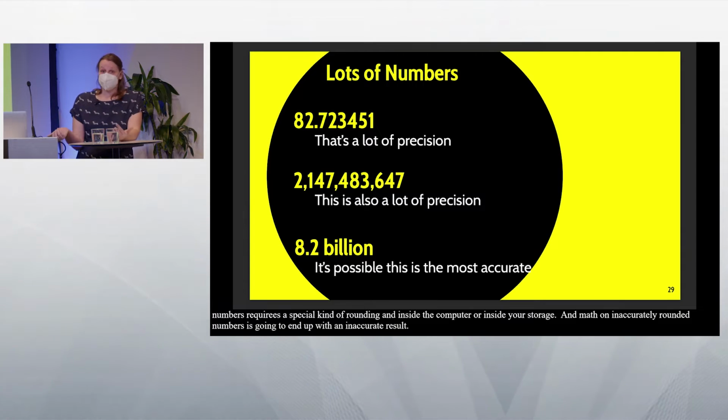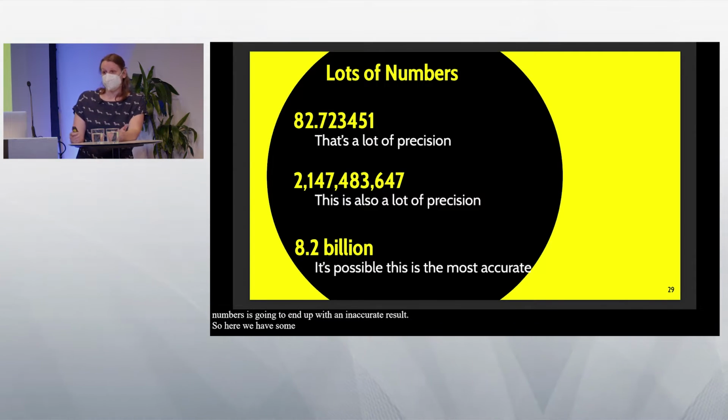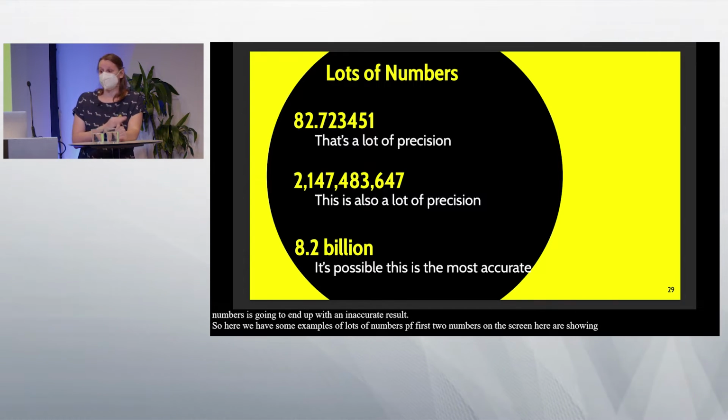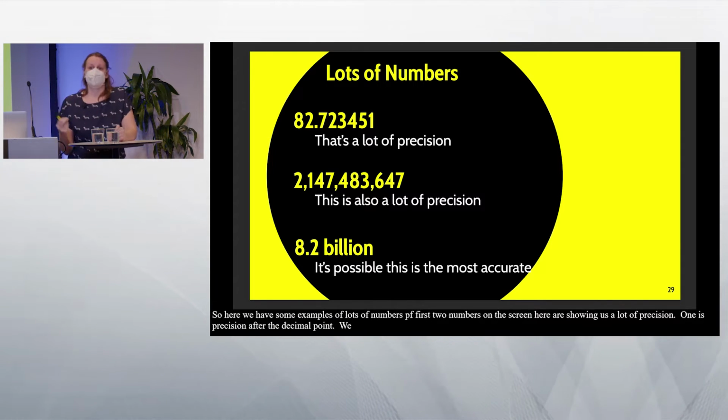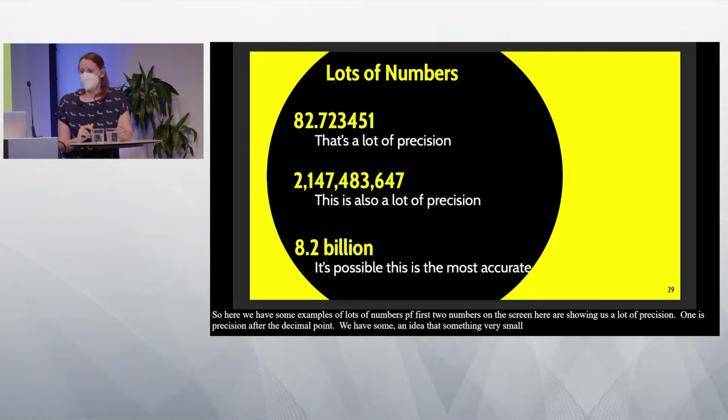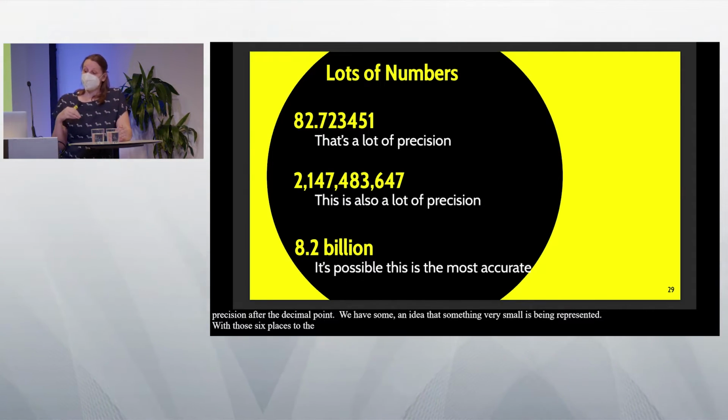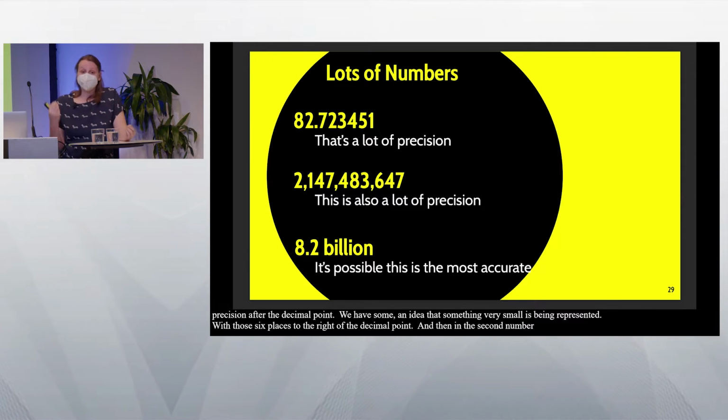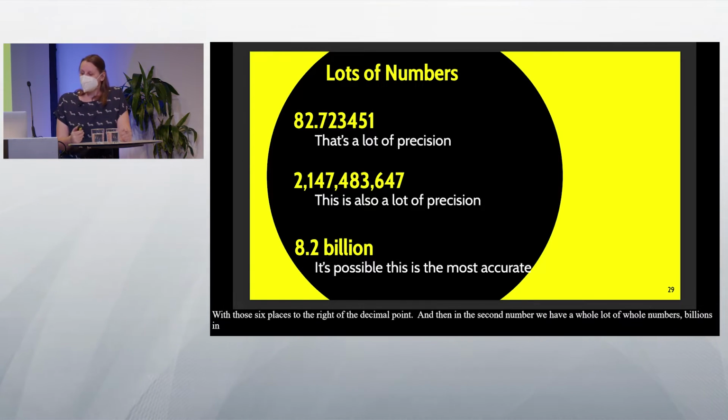So here we have some examples of lots of numbers. The first two numbers on the screen here are showing us a lot of precision. One is precision after the decimal point. We have an idea that something very small is being represented with those 6 places to the right of the decimal point. And then in the second number, we have a whole lot of whole numbers, billions in fact. And I want to point out that it's very possible that the number at the bottom of the screen, 8.2 billion, is possibly the most accurate number of this bunch.